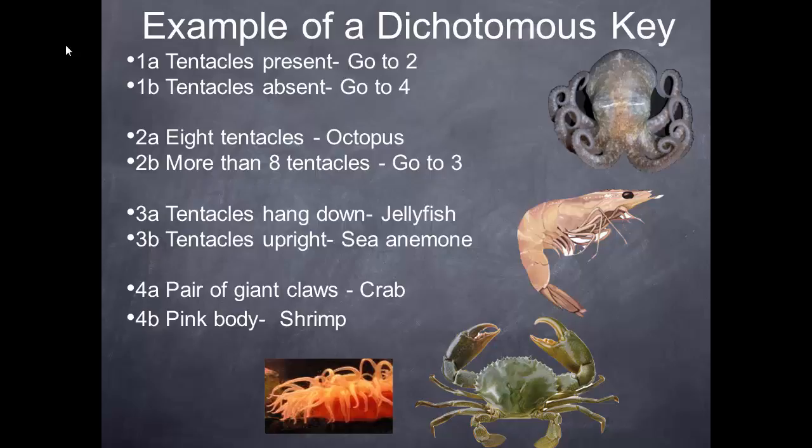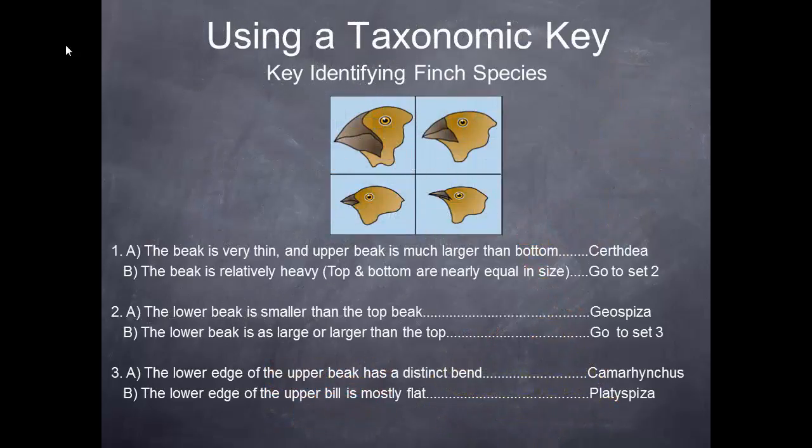So this is obviously very simple, and we already probably know what most of those animals are. But even if you didn't know anything about them, as long as you could follow these steps, you could figure out what they are. Here's another example, a little more complex. If we have 4 unknown birds and we want to know what species of bird they are, we can follow this key. So let's look at this top left bird.